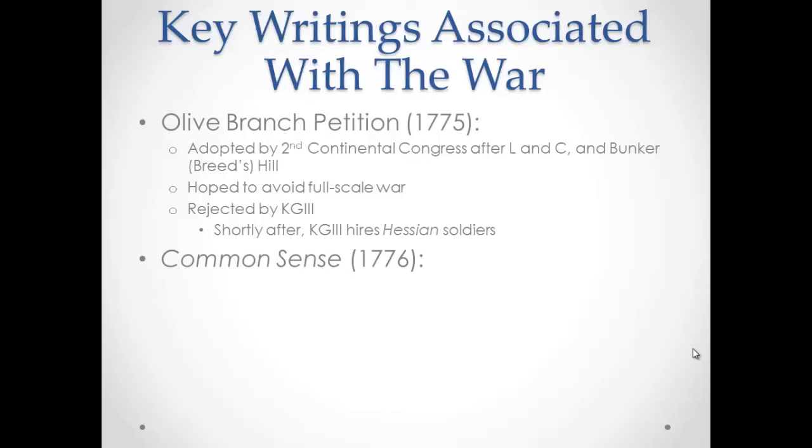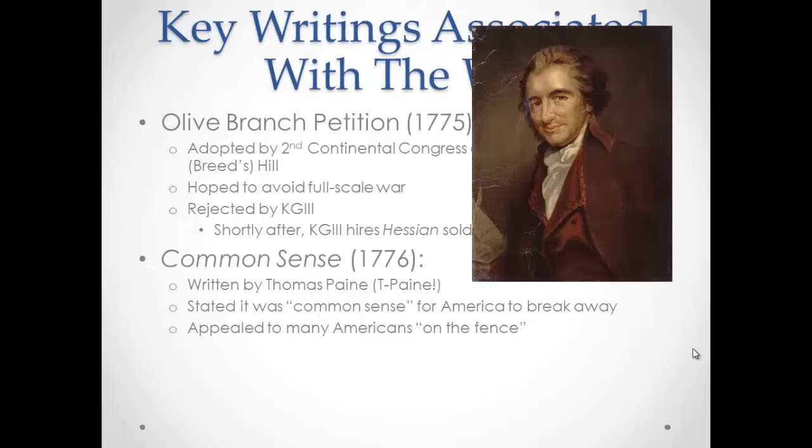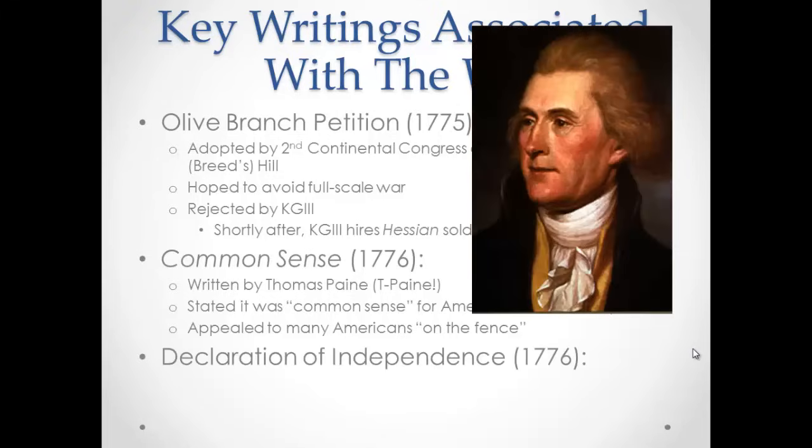In 1776, early 1776, we have a book called Common Sense, written by this guy, T. Paine, or Thomas Paine. And in his book, he stated it was common sense for America to break away from England. He said, nowhere in the entire universe does a smaller body control a larger, more heavenly body. So he's saying to America, break away. The king is a bad dude. And he appealed to many Americans on the fence. So these Americans who weren't sure if they should break away or not, that was his target audience.